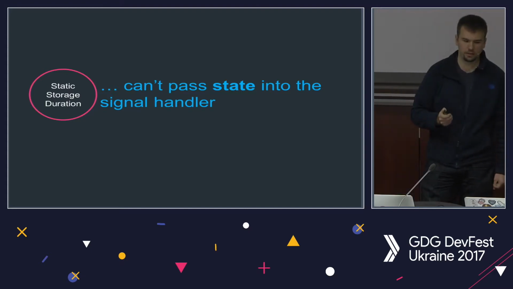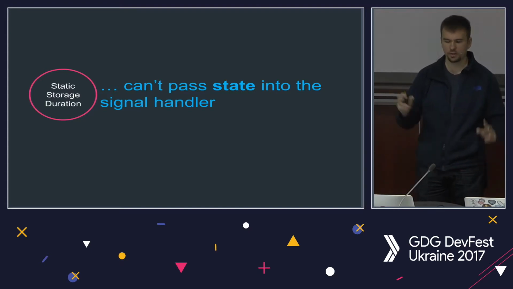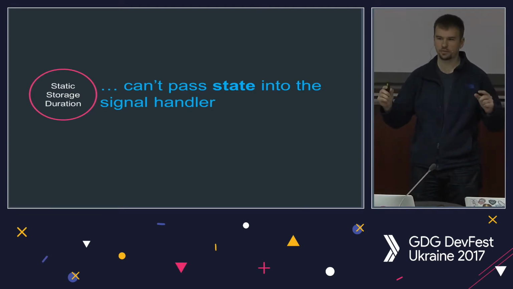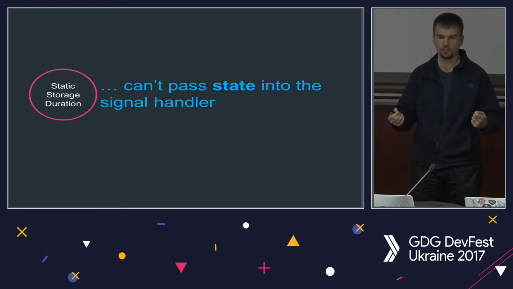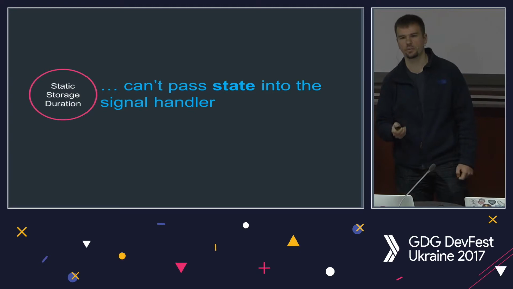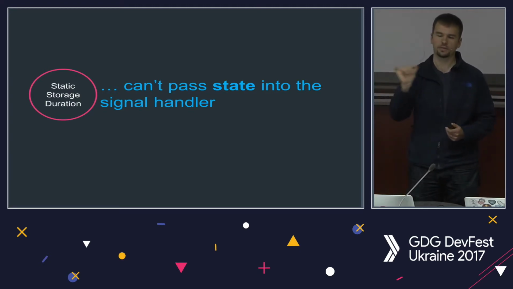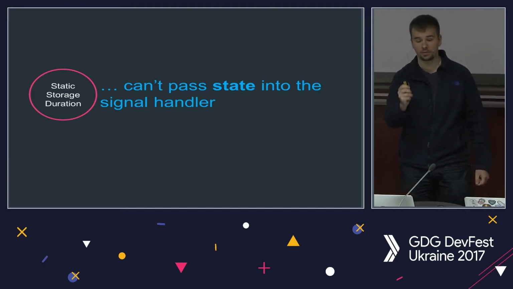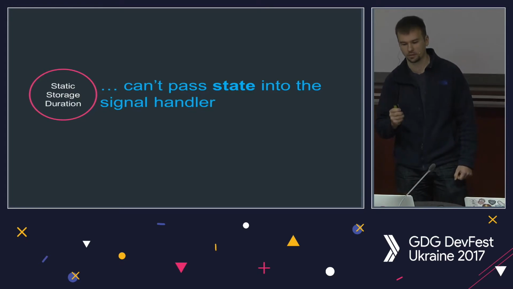For similar reasons to async safety, you can't access anything in static storage duration. Static storage duration is a phrase from the standard. What it means is for the lifetime of the program. An example of something in static storage duration are function scoped statics. So if you have void foo, static int i, this lives in static storage duration. A better example, though, is global variables. Global variables live in static storage duration.